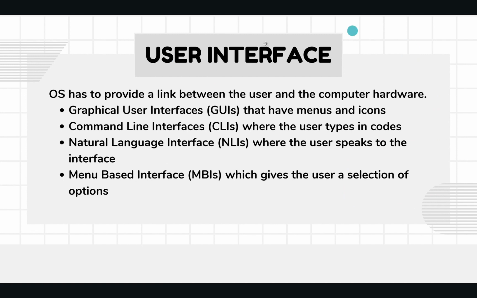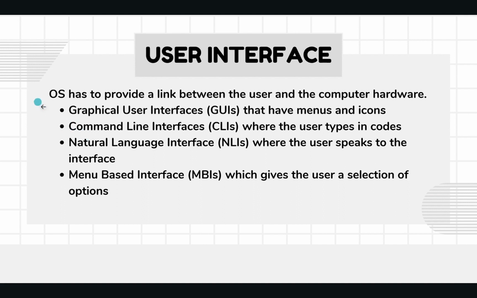So first of all, the user interface. The OS has to provide a link between the user and the computer hardware, so it uses different graphical elements for the user. For example, if you want to open an application, you can just click on the icon of the application, or you can click on the menu bar and press the save file button, and that's all. So it's easy for you to communicate with the computer hardware.